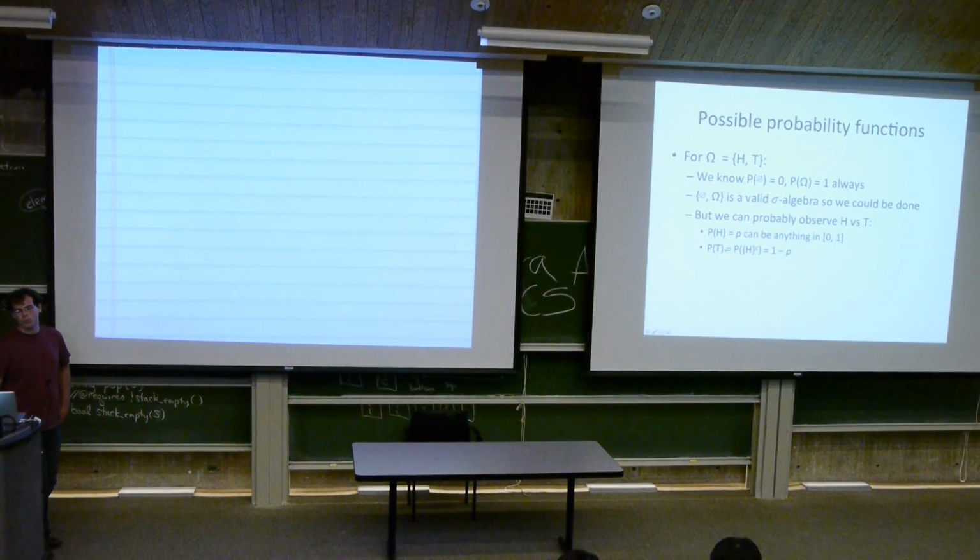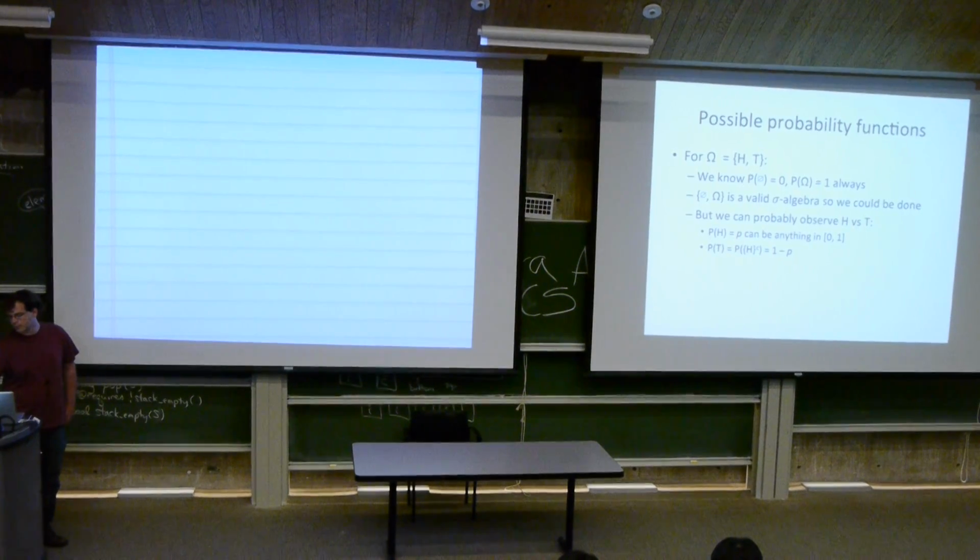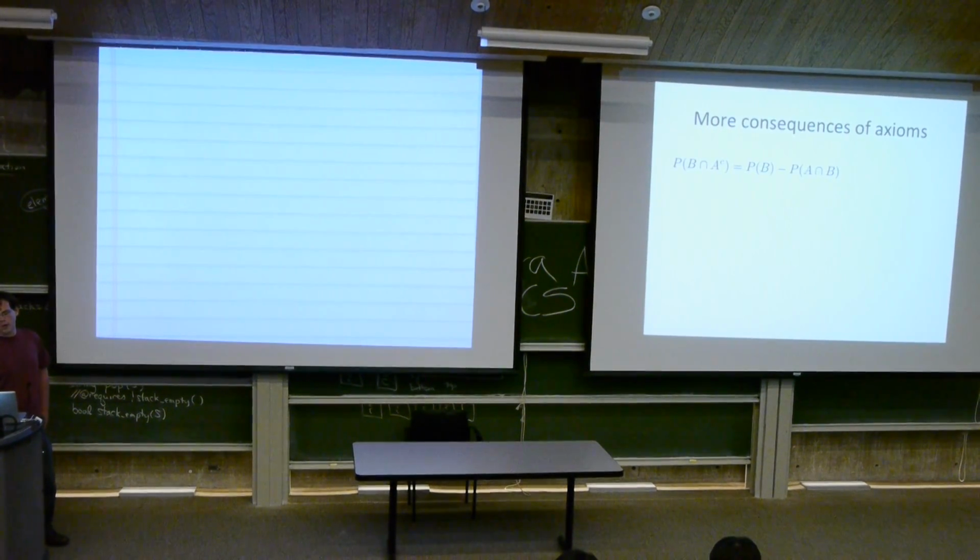And then we're required that the probability of tails, because that's the complement of the event heads, has to be 1 minus p. And then that's all the possible events on this space. And so we've just defined what's referred to as the Bernoulli distribution, which most of you have probably seen before. Okay, moving on. You can derive a couple other useful things from the axioms about the various events.